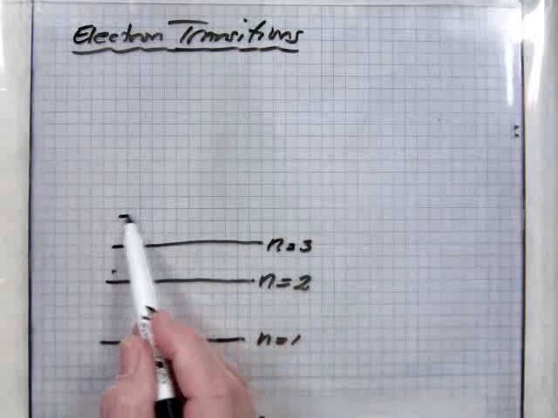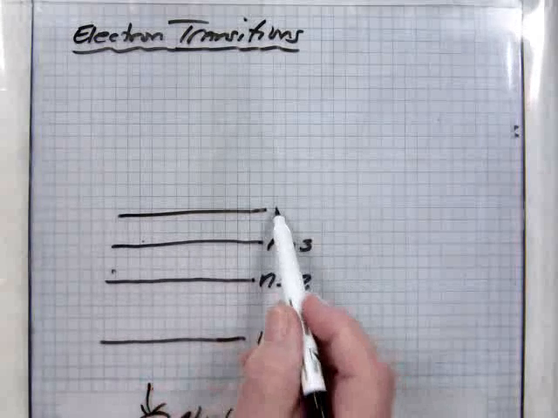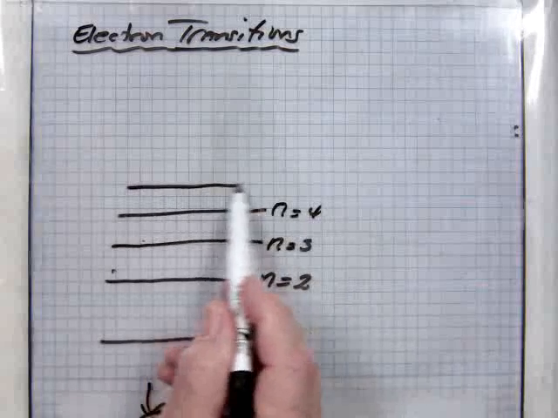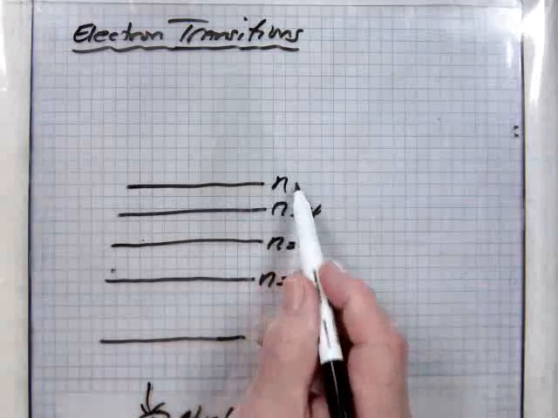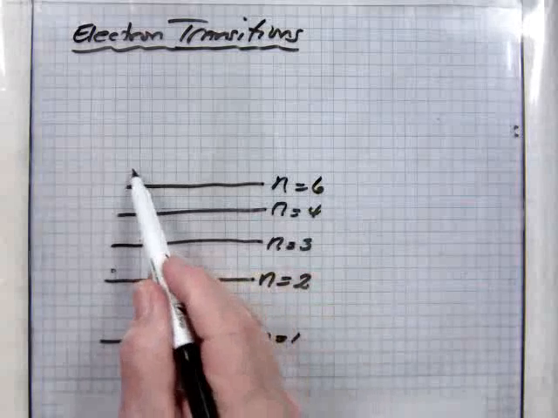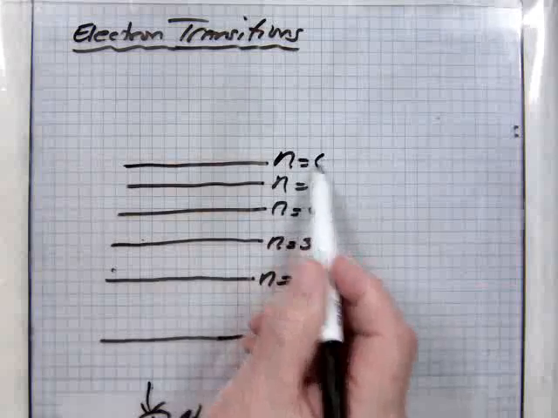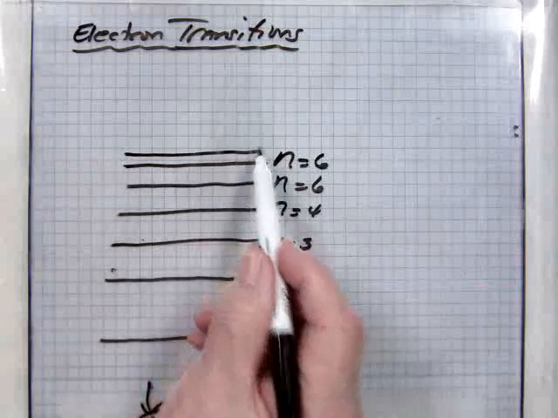And then n equals 4, then n equals 5, n equals 6, and n equals 7.